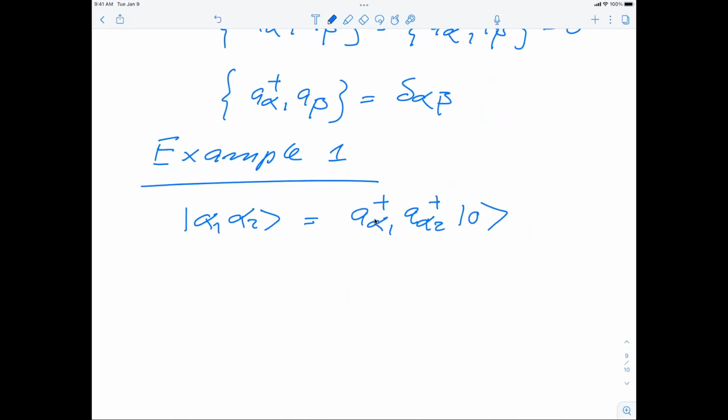And now I want to calculate the norm of this state here. So what we want to do now is simply to calculate alpha 1 prime, alpha 2 prime, and then alpha 1 and alpha 2 like this. So instead of writing the Slater determinants, which we did before, we are now going to use second quantization. And we are making an assumption here that these states are normalized and orthogonal. So that means that if I take alpha beta here, this is actually given by delta alpha beta.